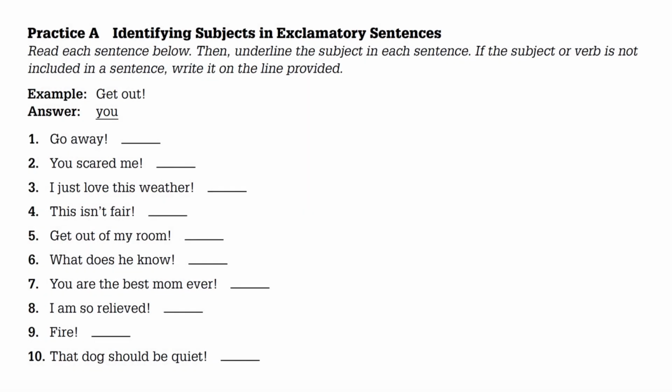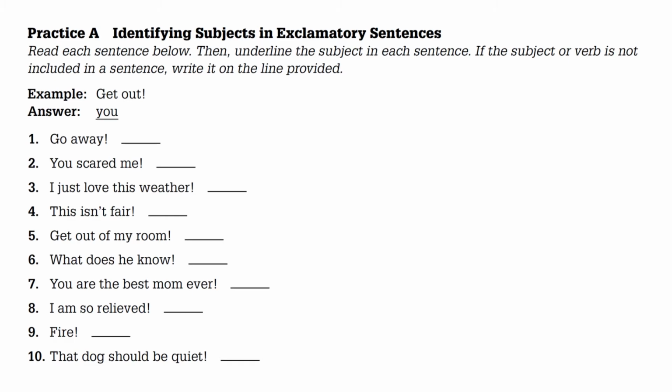So the first practice: identifying subjects in exclamatory sentences. All of those sentences from 1 to 10 are exclamatory, and our task is to identify the subjects. So we have to read them, then underline the subject in each sentence. If the subject or verb is not included in a sentence, write it on the line provided.